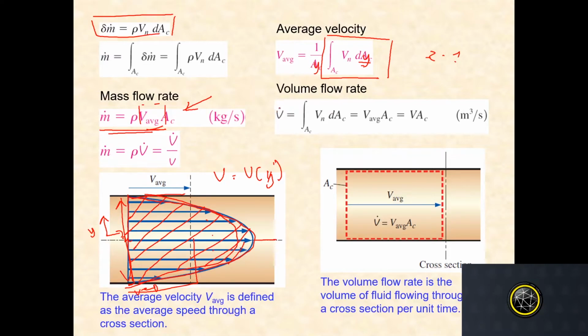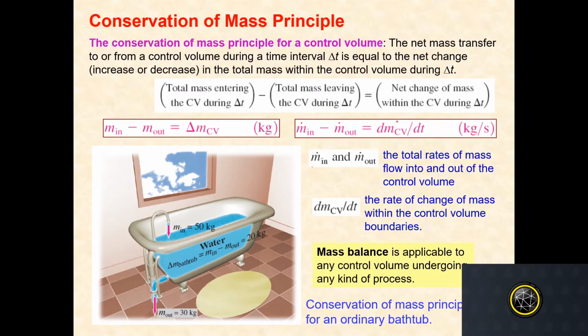So basically volumetric flow rate equals the average velocity times the cross-sectional area. So this is, for example, the cross-sectional area, and this is the velocity. The multiplication of them will give you the average volumetric flow rate. And this is the conservation of mass principle for control volumes. The net mass transfer to or from a control volume during a time interval delta t is equal to the net change, increase or decrease, in the total mass within the control volume during that specific duration of time. So basically this is explained by this.